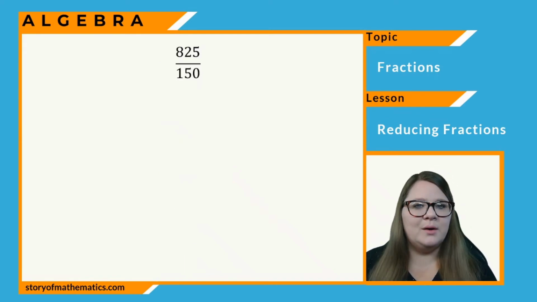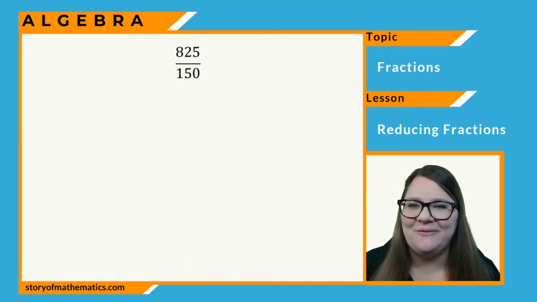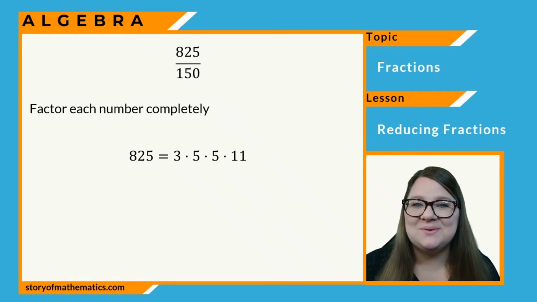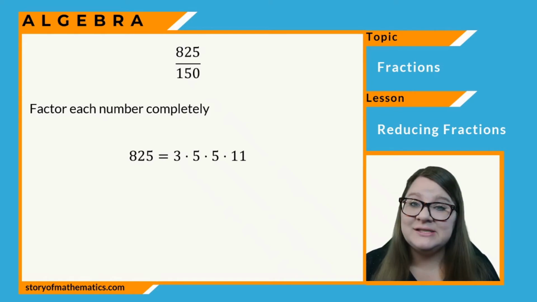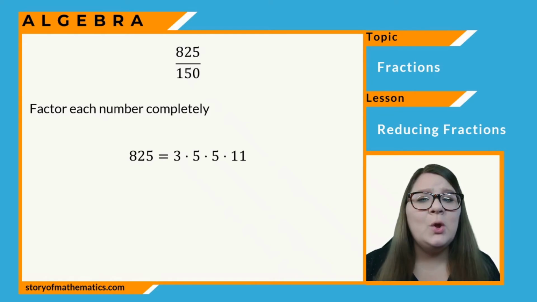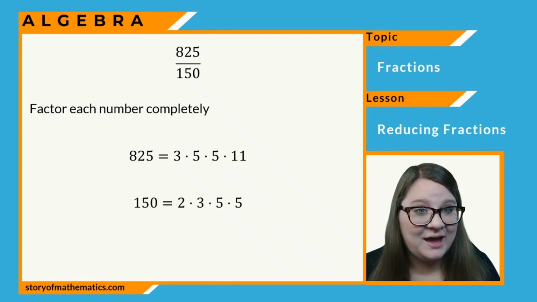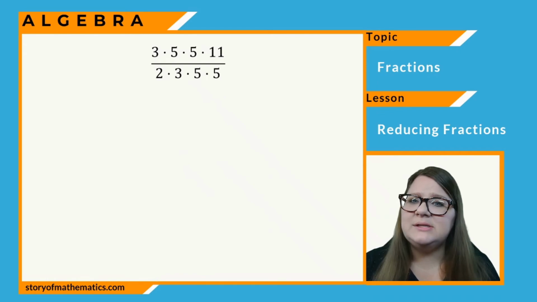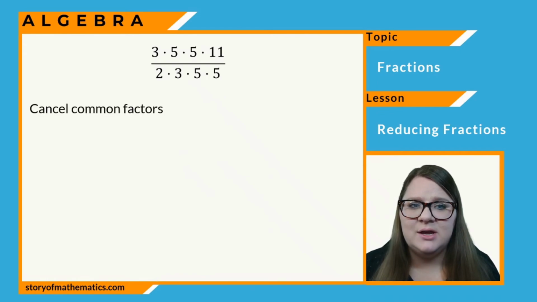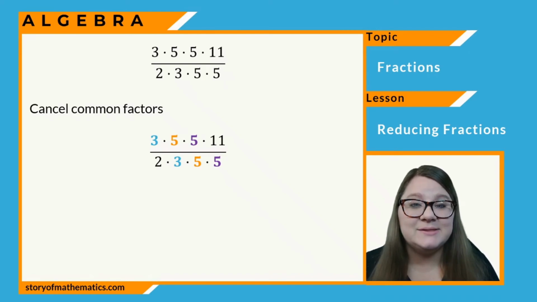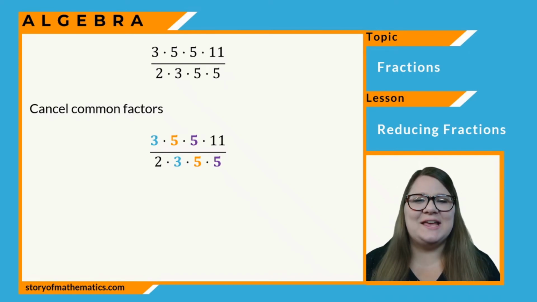Let's try one more problem. What about 825 over 150? Well, when I factor each number completely, it looks like this. 825 is 3 times 5 times 5 times 11. 150 is 2 times 3 times 5 times 5. Now, when I go to cancel these common factors, you can see that I have 3s I can cancel, 5s I can cancel, and another pair of 5s I can cancel.